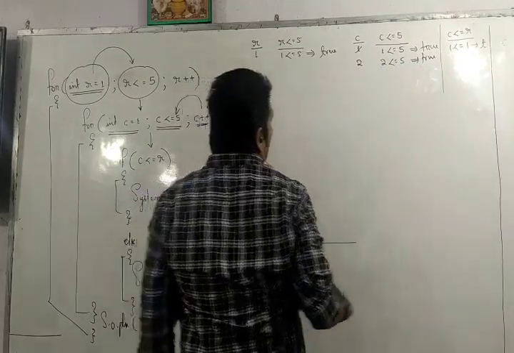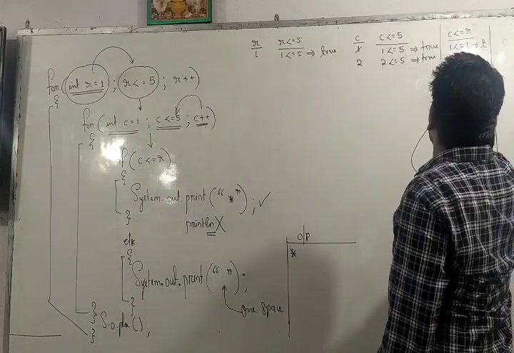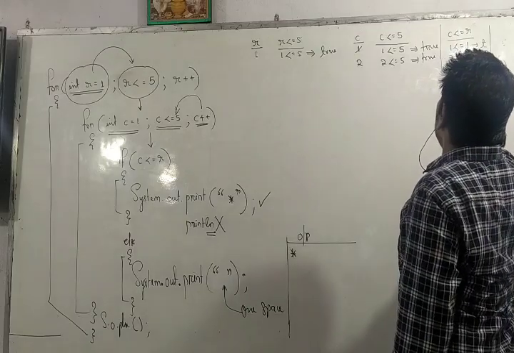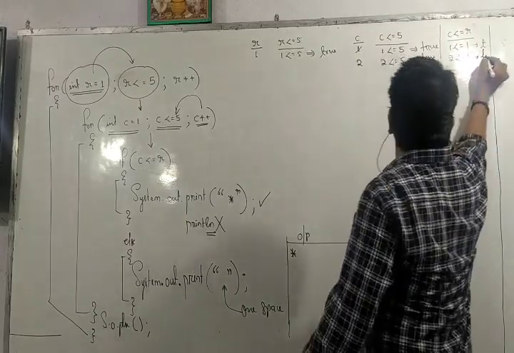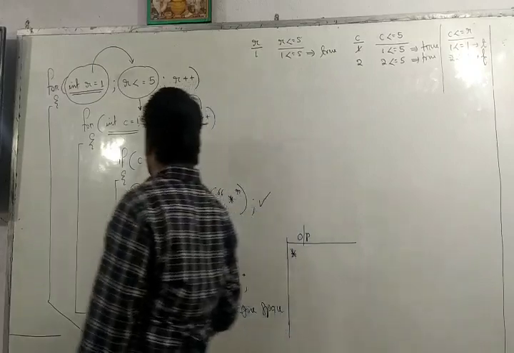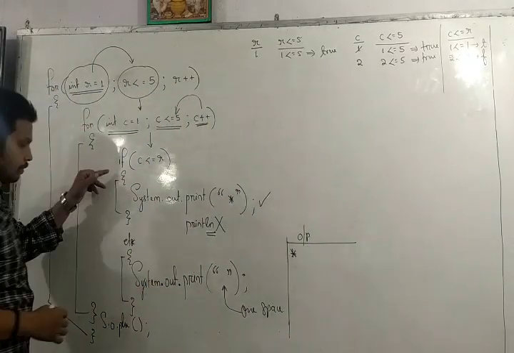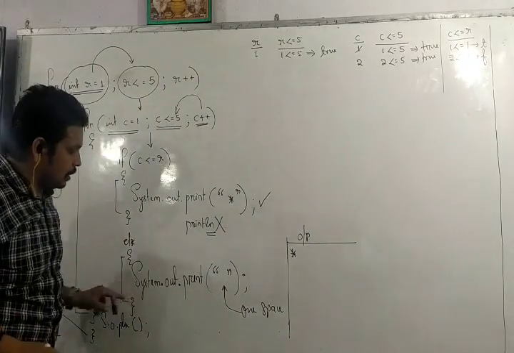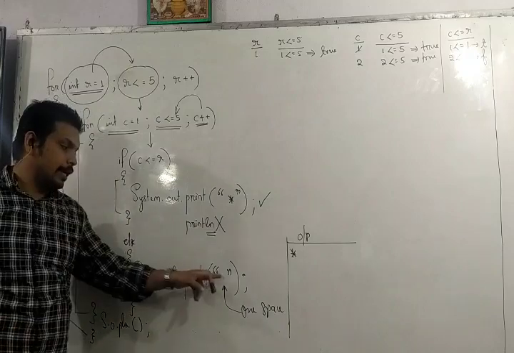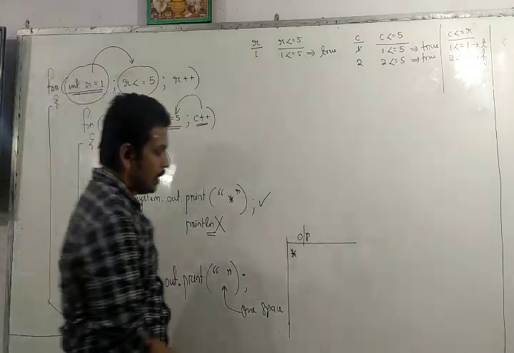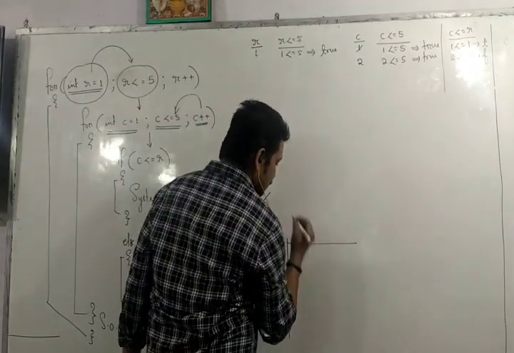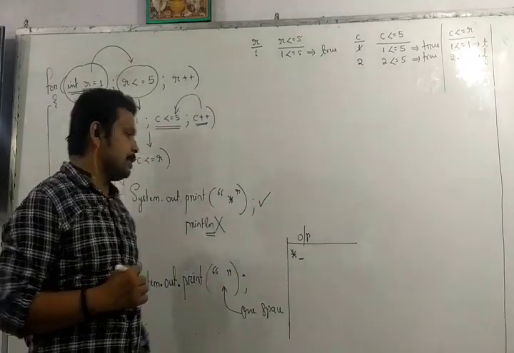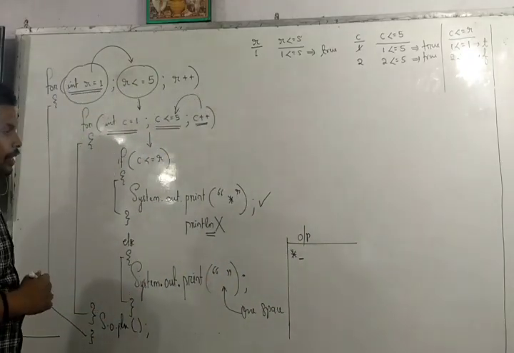Again, C less than equal to R. What is C? It is 2. 2 less than equal to 1. It is false. If it is false, what will happen? The control will go to the else part and print one space.